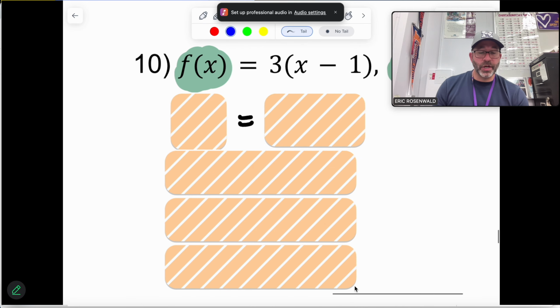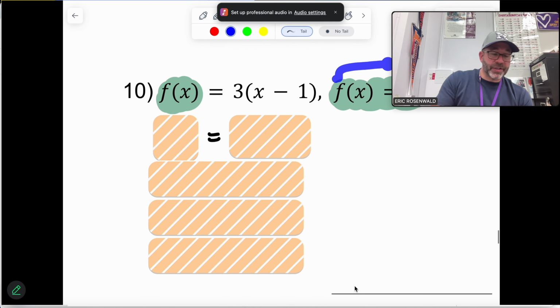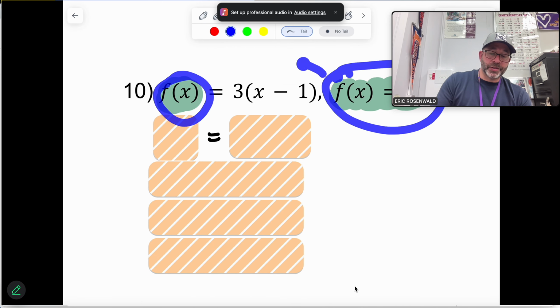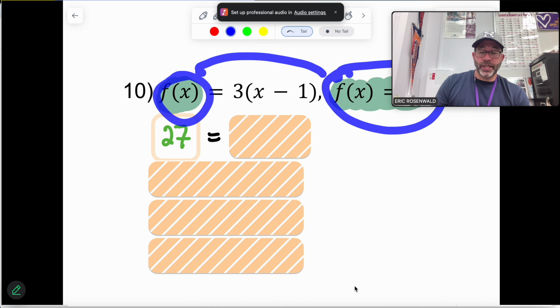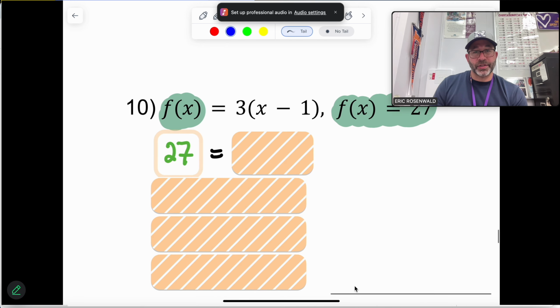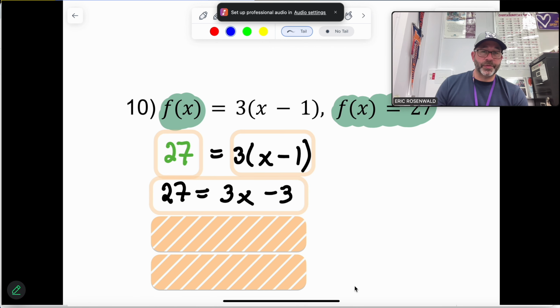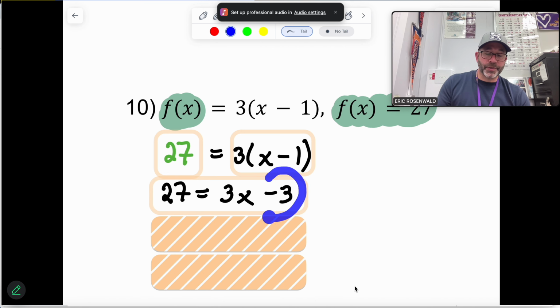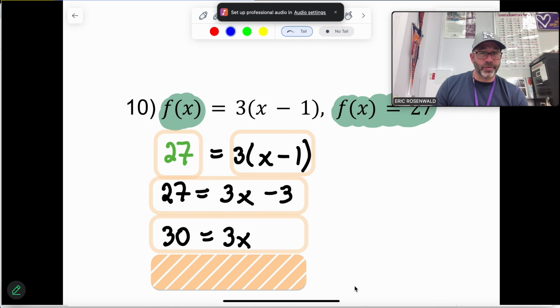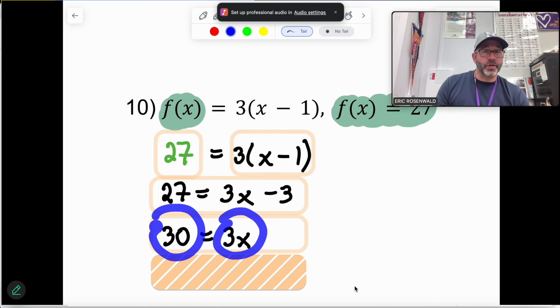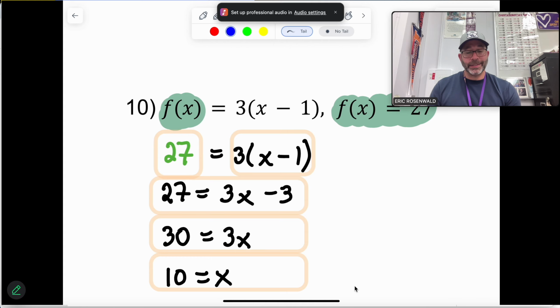Last question, number 10. f of x is equal to 27. We'll replace this. We get 27 is equal to 3 times x minus 1. Let's distribute the 3, so we end up with 3x minus 3. We'll move this minus 3 over by adding 3 to both sides. So we end up with 30 is equal to 3x. We'll divide by 3 on both sides in order to get that x by itself, and we end up with x is equal to 10.